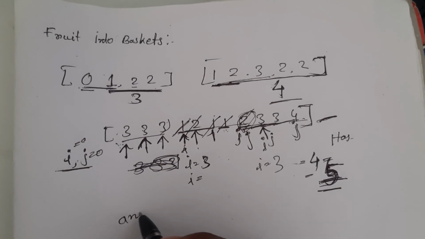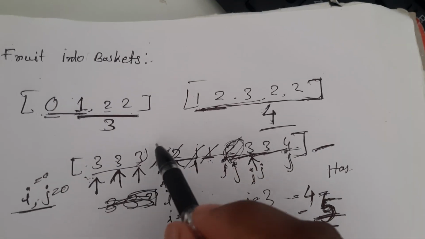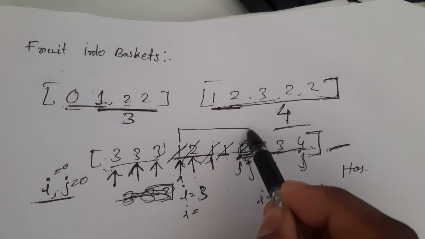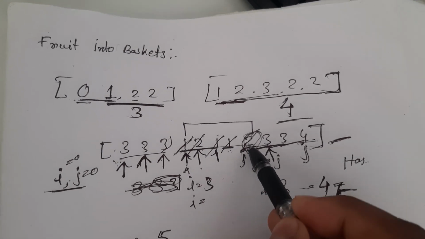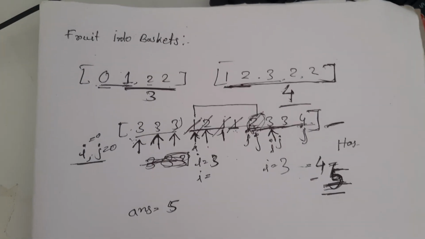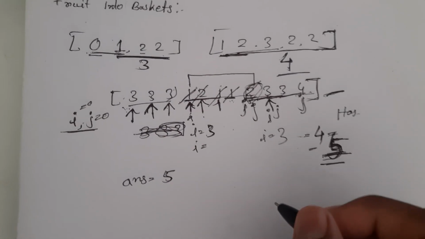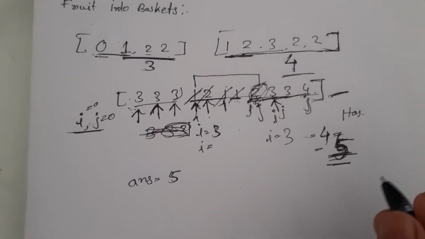So the answer is 5, which is the subarray 1 2 1 1 2. This is the sliding window algorithm, and I will write down the Java solution in the comment section, so you can check it out.